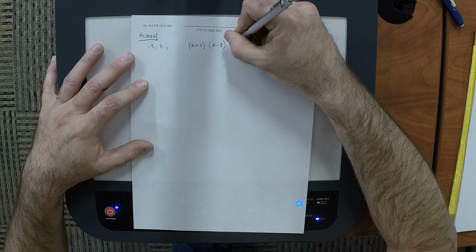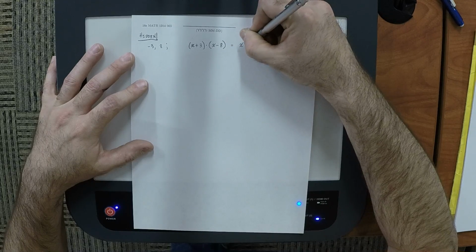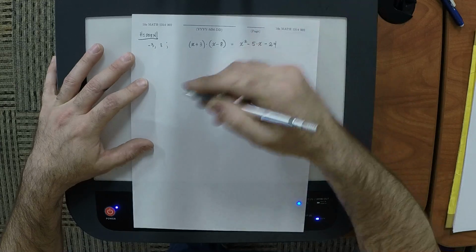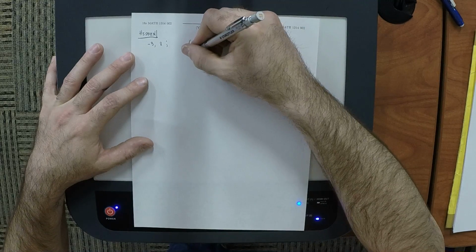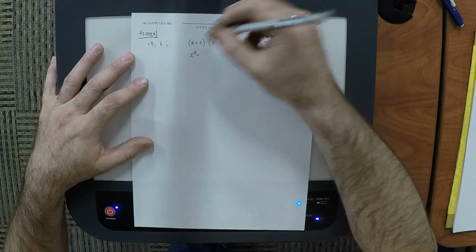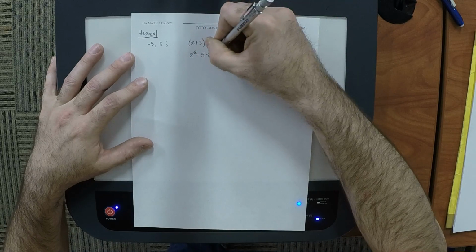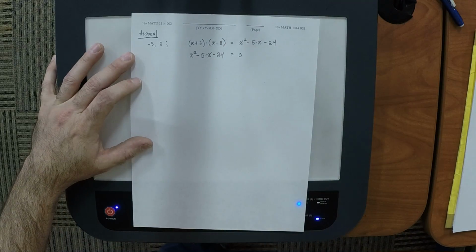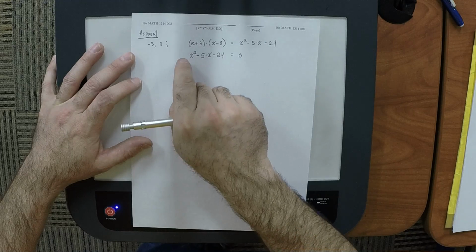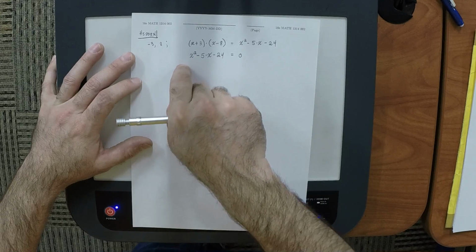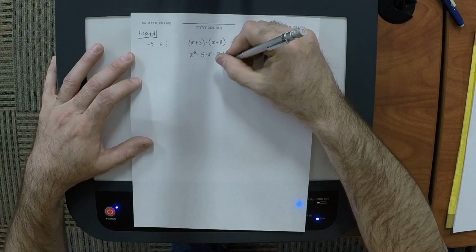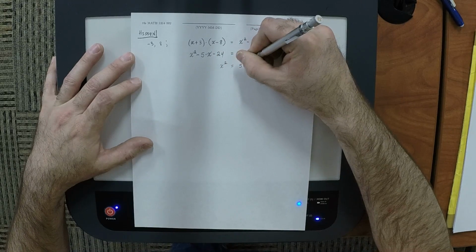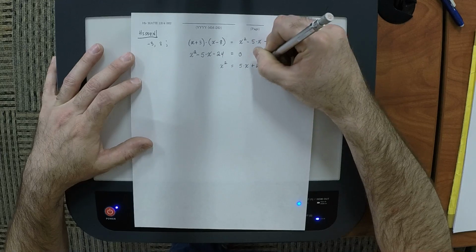Okay, so I'll multiply this out and collect like terms: x squared minus 5x minus 24. So now I'll consider the corresponding quadratic equation, x squared minus 5x minus 24 equals 0. And again, this is me back in my office making an exercise. So I'm going to get the x squared by itself and move the other terms to the other side. x squared is 5x plus 24.